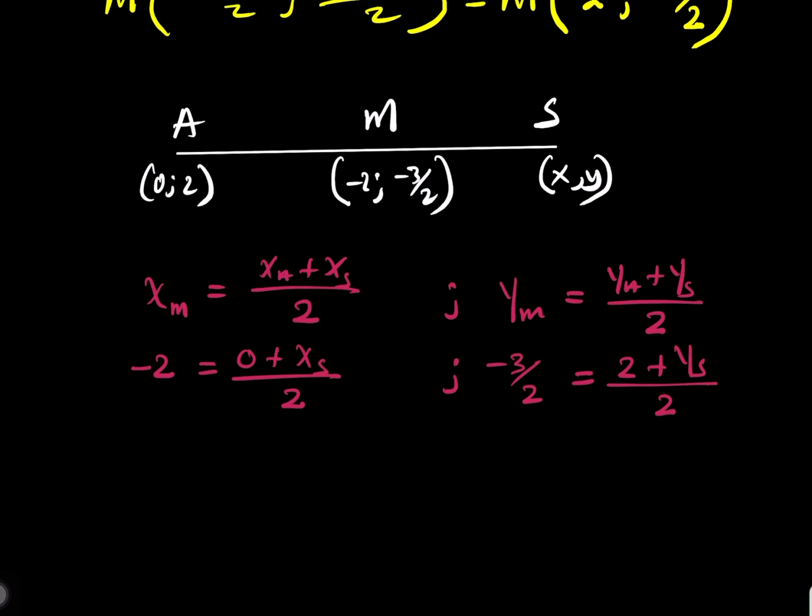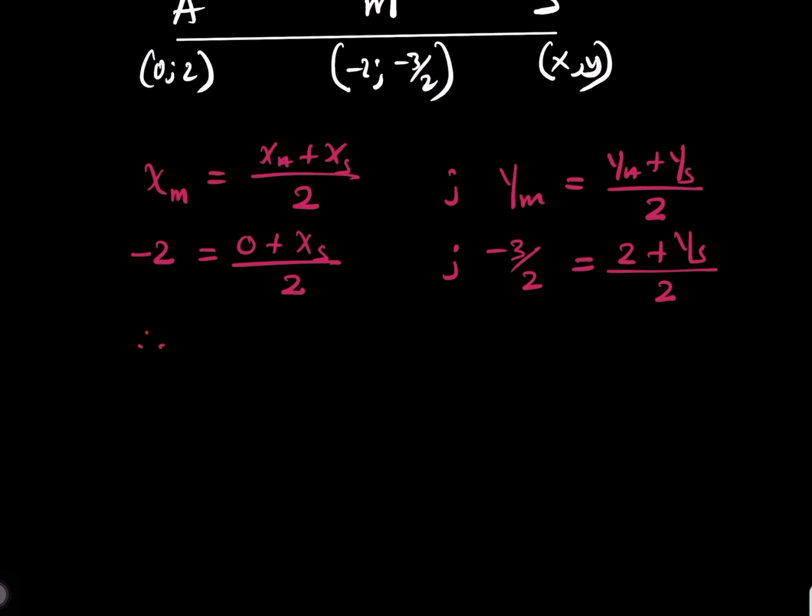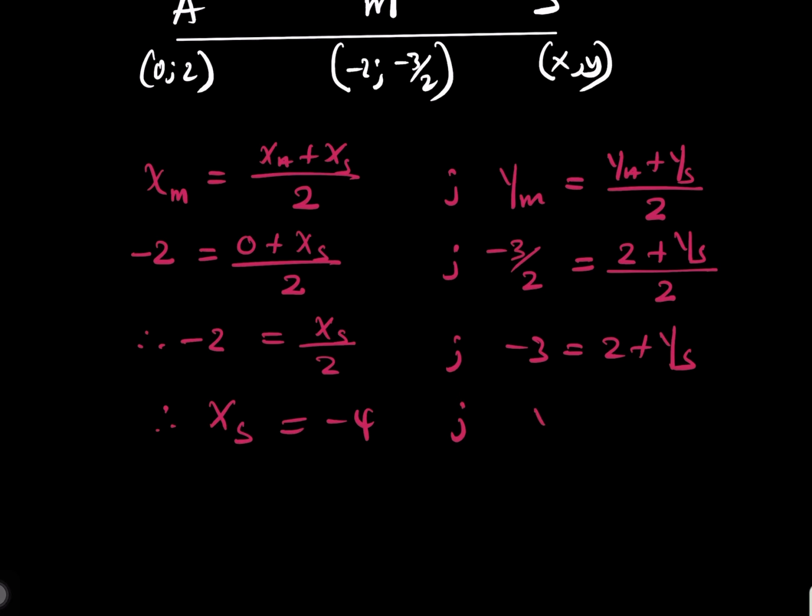You divide this by 2, and now you can cross multiply here. You have -2 equals x at S over 2, and on this side, if you multiply throughout by 2, you'd get -3 equals 2 plus y at S. So therefore, x at S is going to be, multiplying everything by 2, -4, and then y at S is going to be -5.